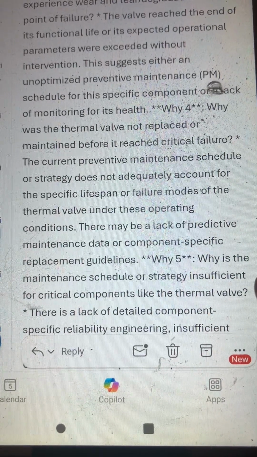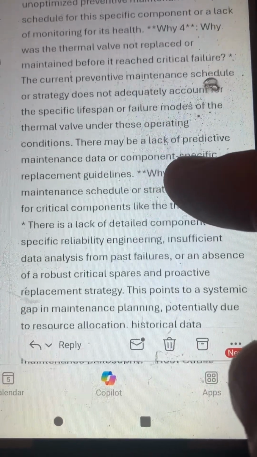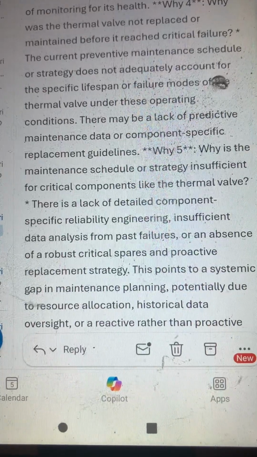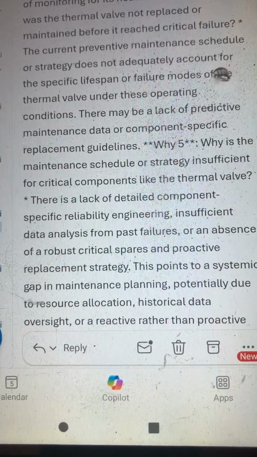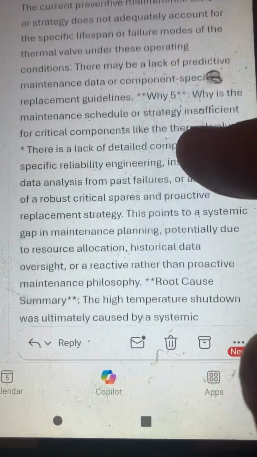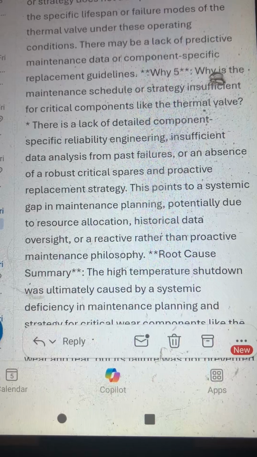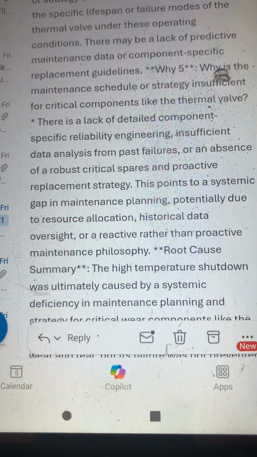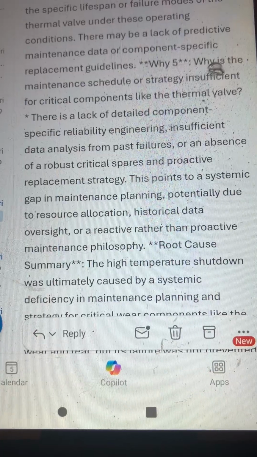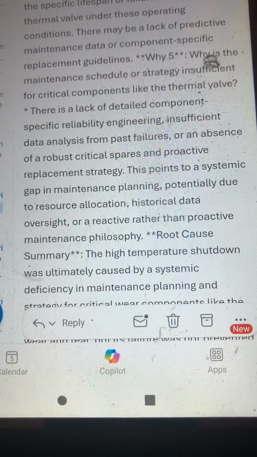Why was the thermal valve not replaced or maintained before it reached critical failure? Current preventative maintenance schedule or strategies do not adequately account for the specific lifespan, maybe a lack of predictive maintenance data or component-specific replacement guide. Why is the maintenance schedule or strategy insufficient for critical components like the thermal valve? There is a lack of detailed component-specific reliability engineering, insufficient data analysis for past failures, or absence of robust critical spares.